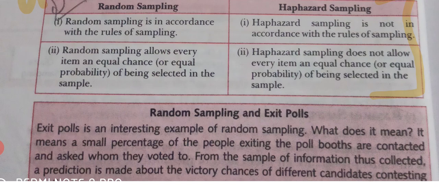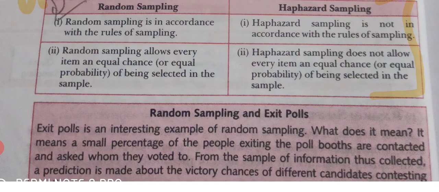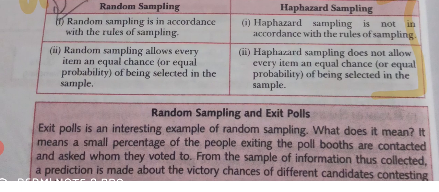Suppose on the day of election, people are going to cast the vote, and whenever they are coming out of the polling booth, the investigator or the enumerator can ask questions of a few of the voters about whom they have cast their vote. On the basis of information gathered from the few people, or sample, the prediction can be made who has a fair chance of victory in the election.